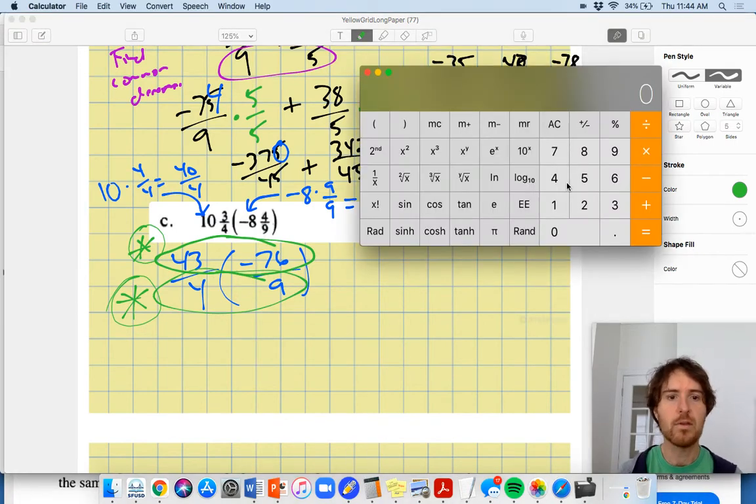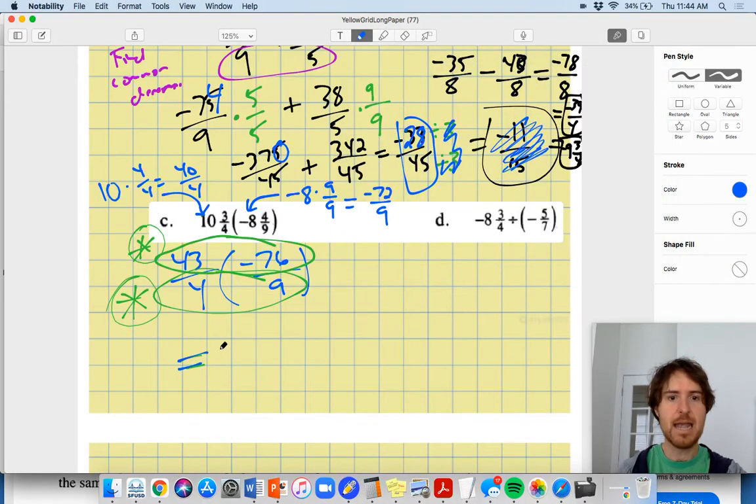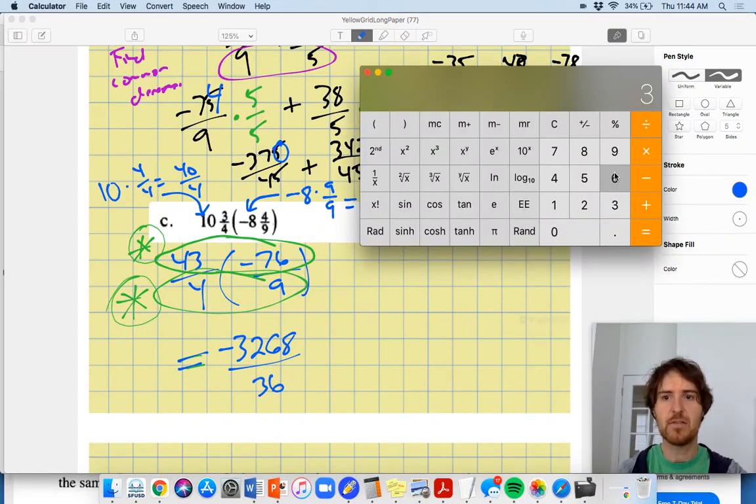So we do this here, 43 times negative 76. Okay, I get a big old number here. I get negative 3,268. And 4 times 9 is a little bit easier. That's 36. Okay, let's see, does that actually divide in perfectly? It doesn't. So I'm going to try to reduce this a little bit. 3,268, make it negative. Let's see if 4 goes into that. Okay, it does. Let's see, well, 9 is an odd number here, so that might be as good as we can go.